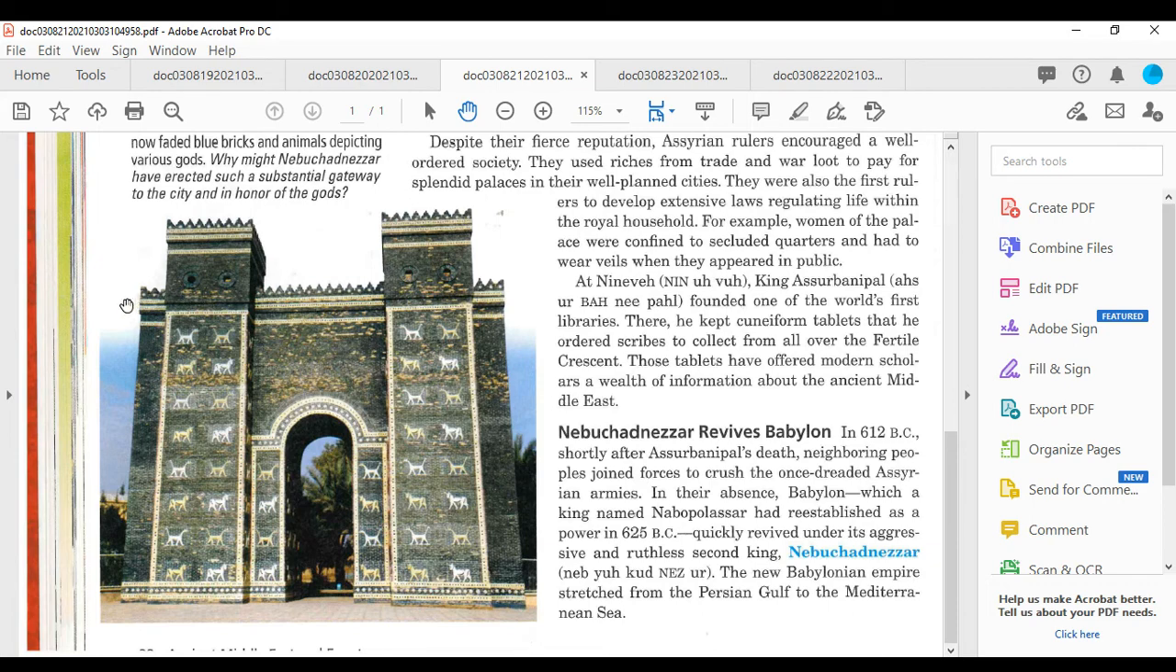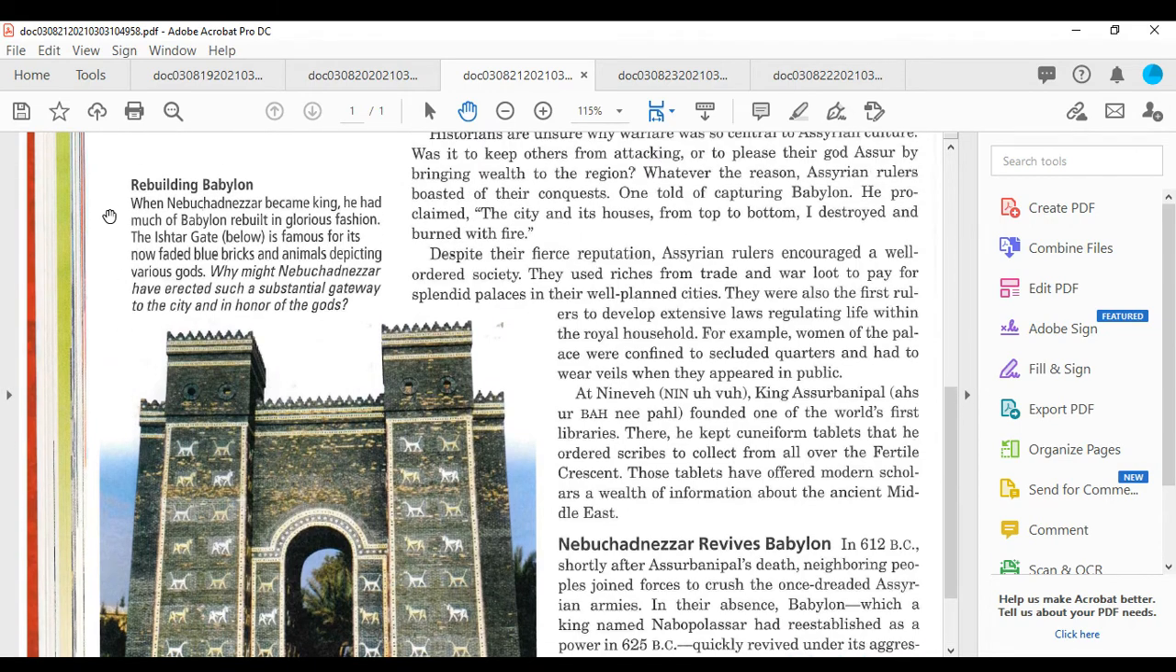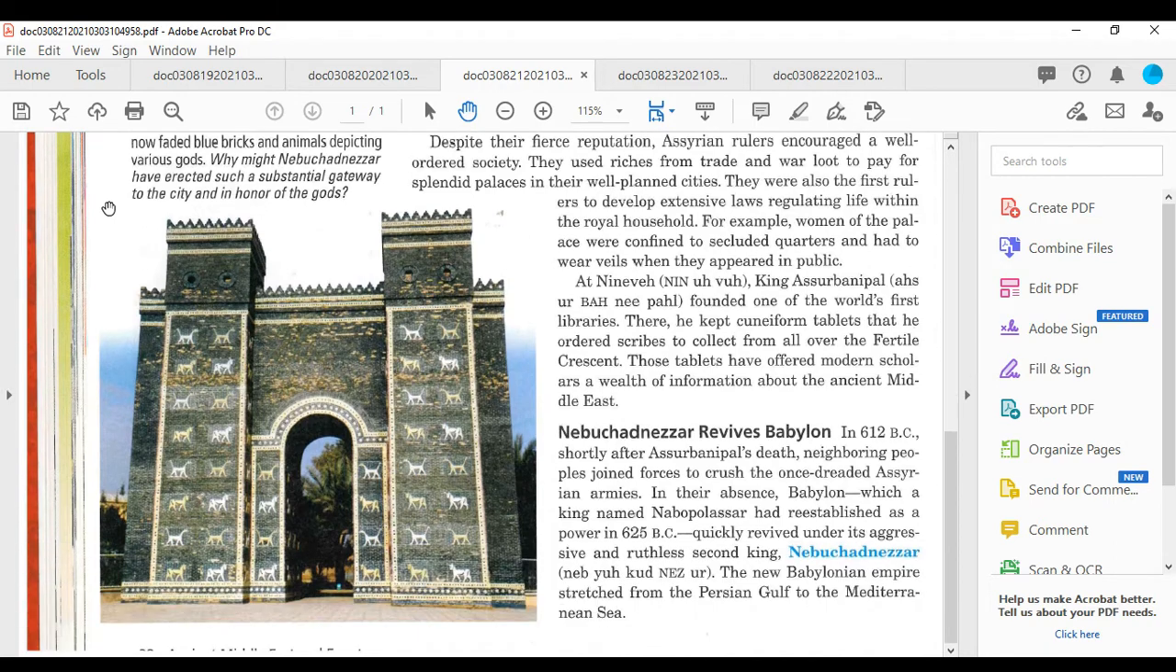Over here to the left, what a beautiful visual that is. Intricate. The caption reads, Rebuilding Babylon. When Nebuchadnezzar became king, he had much of Babylon rebuilt in glorious fashion. The Ishtar Gate below is famous for its now faded blue bricks and animals depicting various gods. The Ishtar Gate.